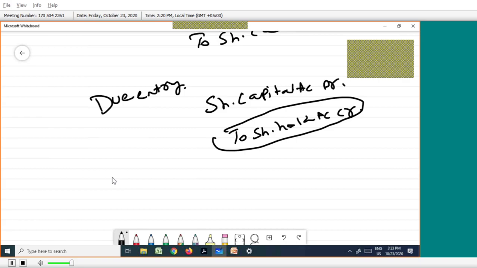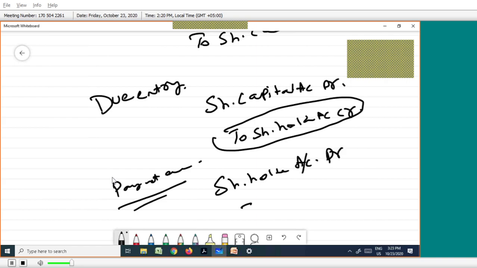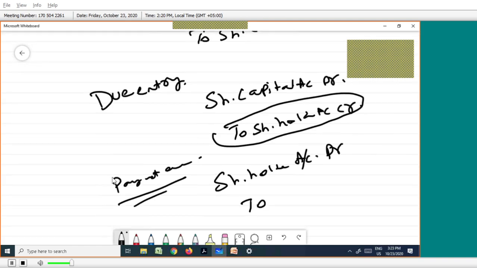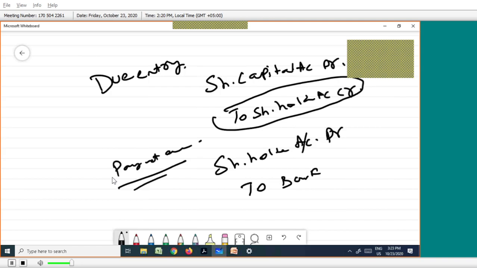Sequentially, then what? Payment entry. To whom do I have to pay now? Who is the recipient? Shareholder is the receiver. Shareholder account is debited. What I am paying is an outflow of money, so bank account credit. These two entries are very important. Share capital account debit to shareholders account credit is the due entry. Then payment entry: shareholders account debit to bank account credit. Understood?